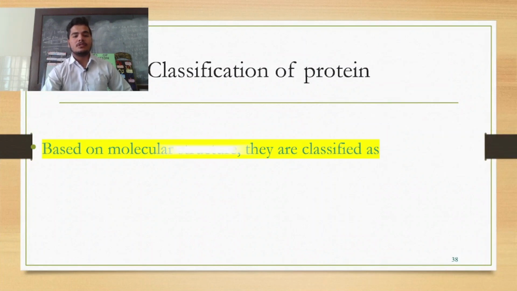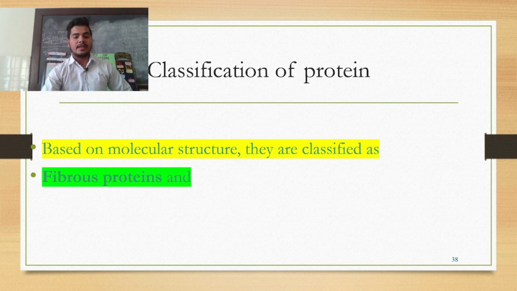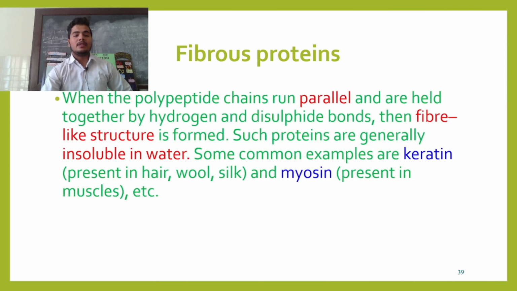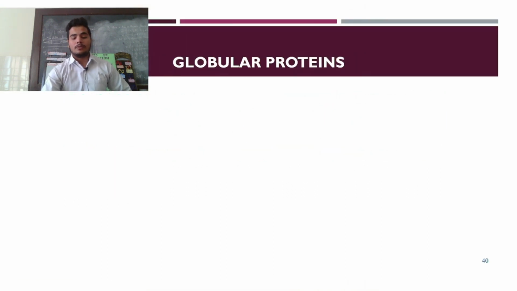Now the classifications of protein. Based on the molecular structure, they are classified as fibrous proteins and globular proteins. Now what are fibrous proteins? When the polypeptide chains run parallel and are held together by hydrogen and disulfide bonds, then a fiber-like structure is formed. Such proteins are insoluble in water.